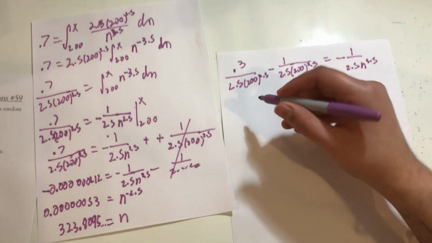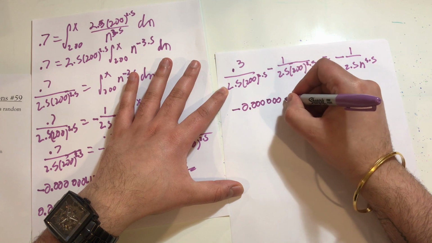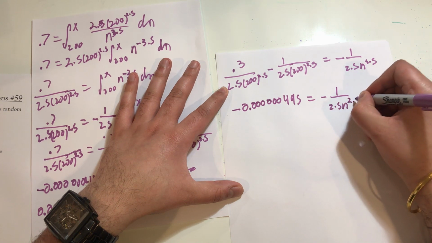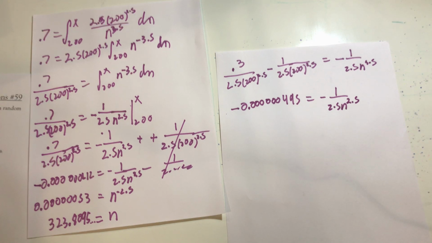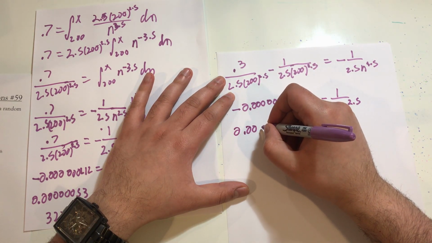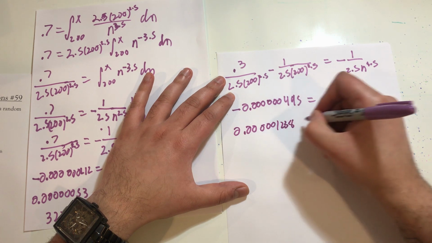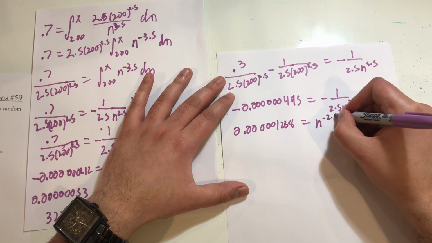Okay? And this will become a negative 0.000000495 is equal to a negative 1 over 2.5 n to the 2.5. Multiplied by a negative 2.5. Oop, did that wrong. By a negative 2.5. I accidentally did 0.25. Be careful with your calculator. And we get 0.00001238 is equal to n to the negative 2.5.